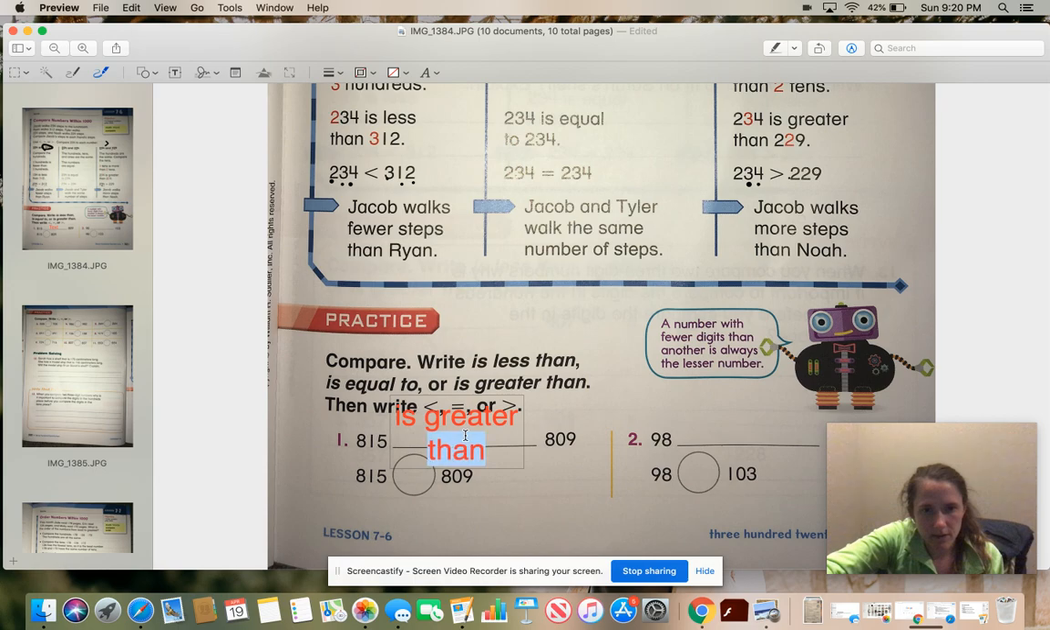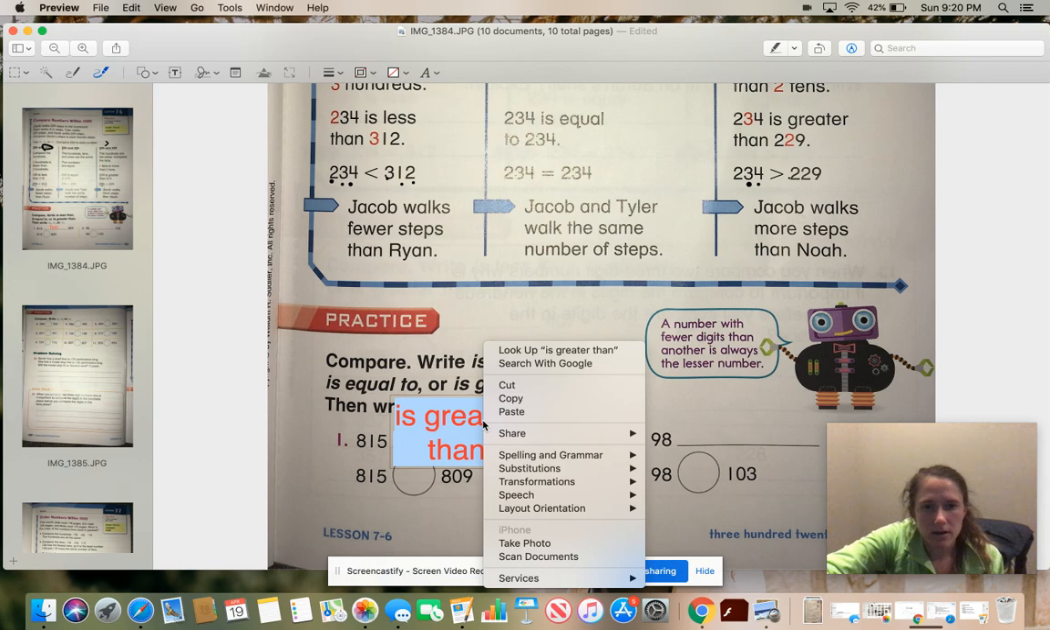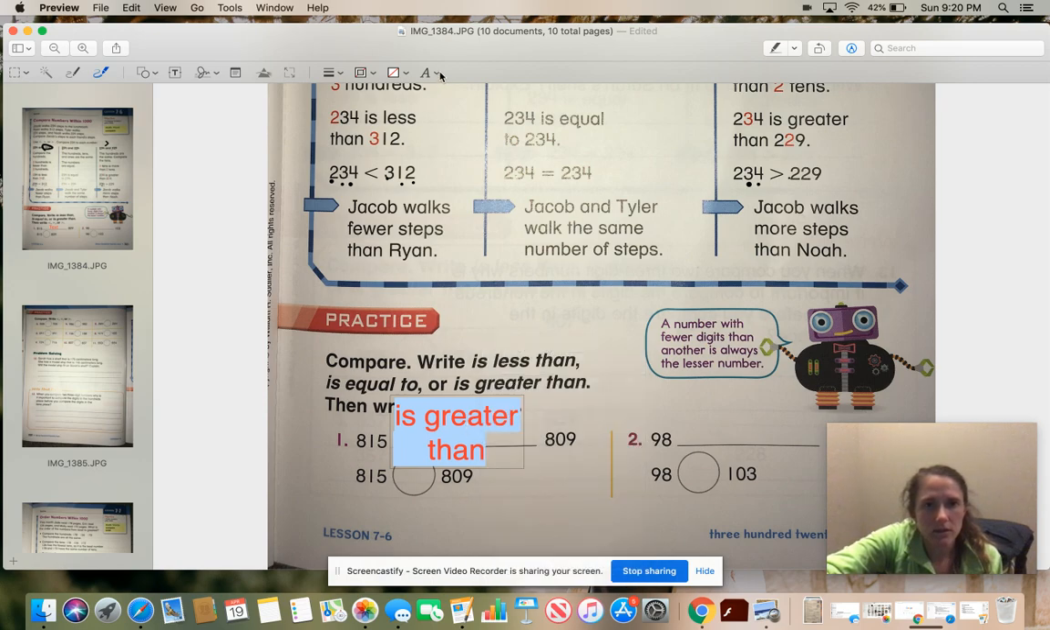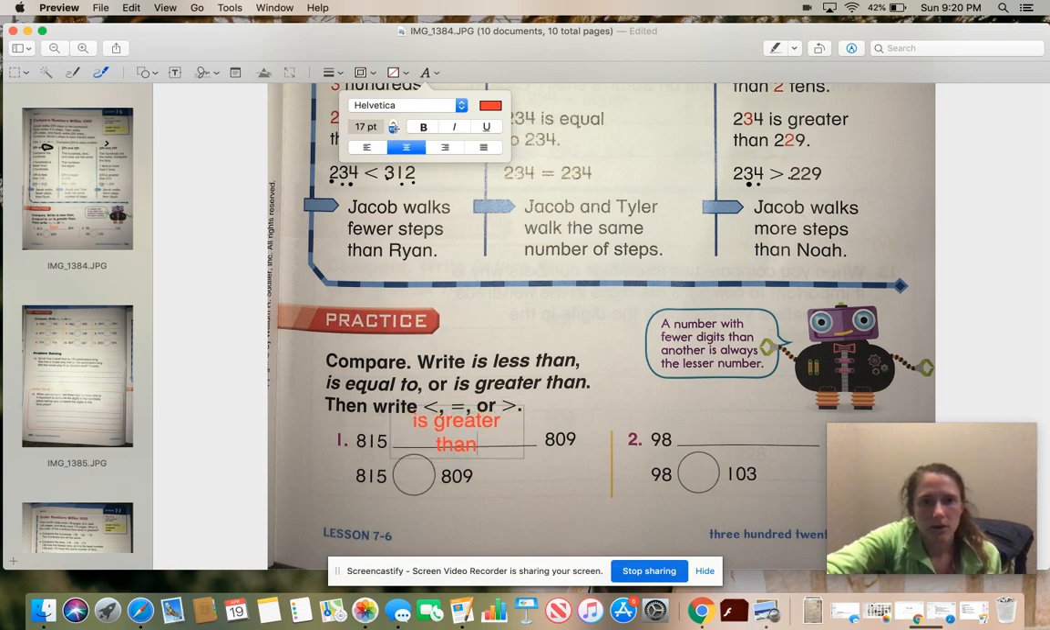Ooh, I need to make my print smaller. Let's see if I can do that somewhere. Oh, goodness. You know what? Miss Peachjug is learning. Haha, there we go. We want to make that way smaller.